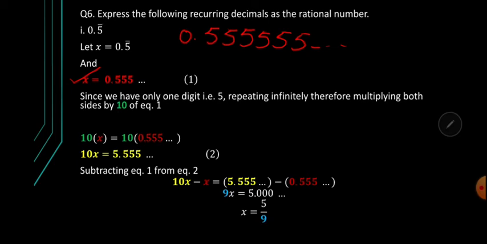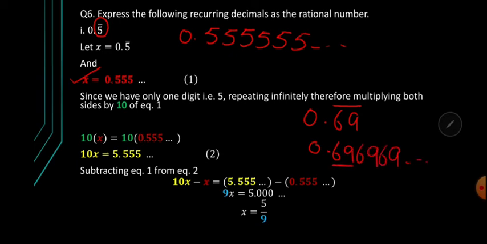Why? Because 5 keeps on repeating, so it means that one number after the decimal is repeating, so we are multiplying it by 10. So if we have 0.69 recurring, it means that it is 0.696969 and so on. So here two numbers are repeating, so we multiply by 100. Similarly, if three numbers are repeating, we multiply by 1000. Now come back to the question.